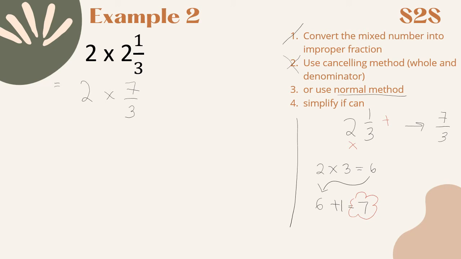The normal method is where you are dealing with the whole and the numerator. So we have 2 times 7 gives 14 out of 3. So that is step 3. Step 4, simplify if can. Ask yourself, can you simplify this fraction further? Can you reduce it to a smaller fraction? If not, then the answer stays as 14 out of 3.